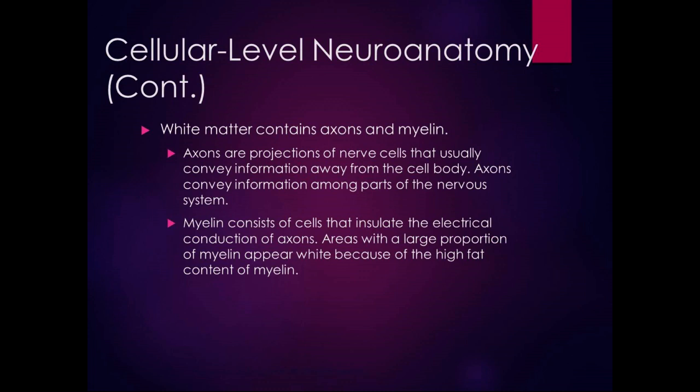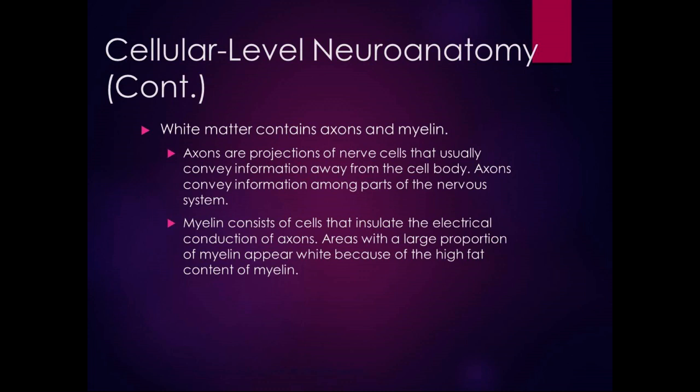So if you look at the study objectives, which I'm sure you already looked at before you listened to this, we said, why is white matter white and gray matter gray? And the answer is that white matter contains high proportions of myelin, which has a high fat content, and that's why it shows up as white.